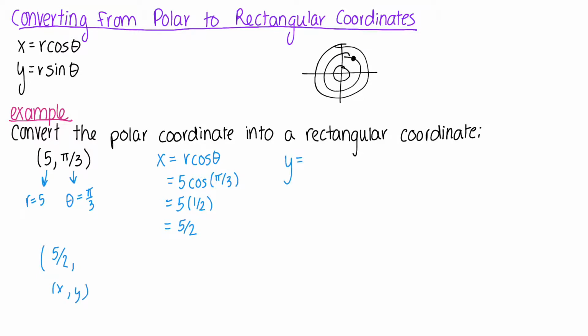The formula for finding the y coordinate would be r sine theta. So 5 sine of pi over 3. Sine of pi over 3 is root 3 over 2. So 5 root 3 over 2.